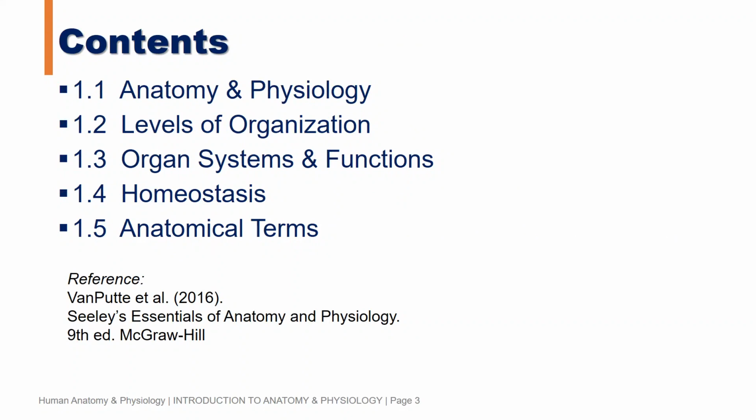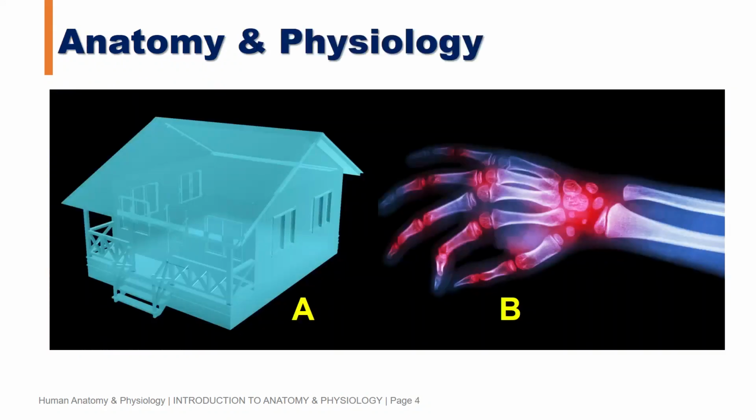Our slides contain the following: anatomy and physiology, levels of organization, organ systems and functions, homeostasis, and anatomical terms. What I'd like you to do is take a moment and look at the images. You probably mentioned something about structure, shape, color, uses or purpose. Do we all agree that image A is a house?